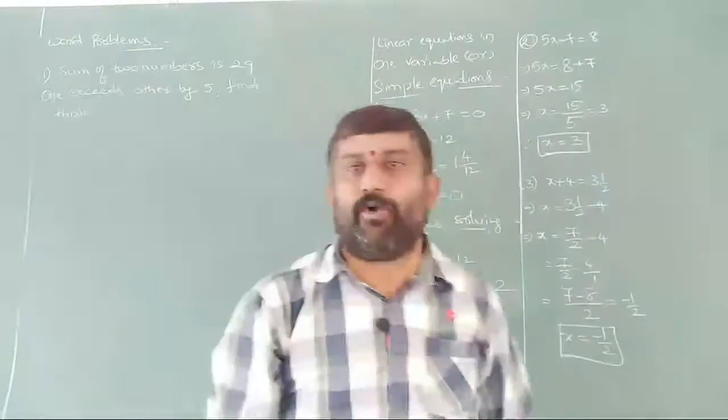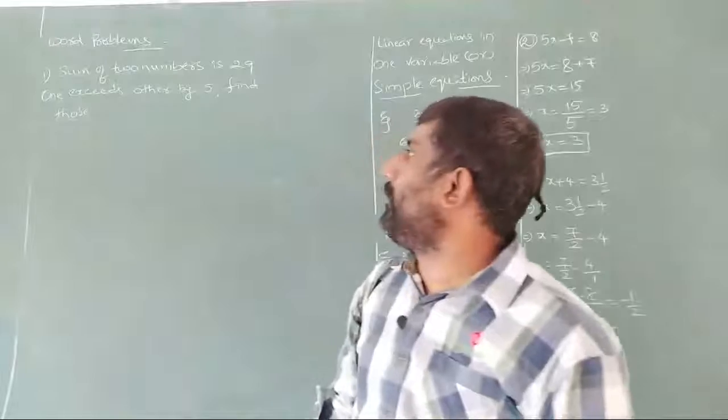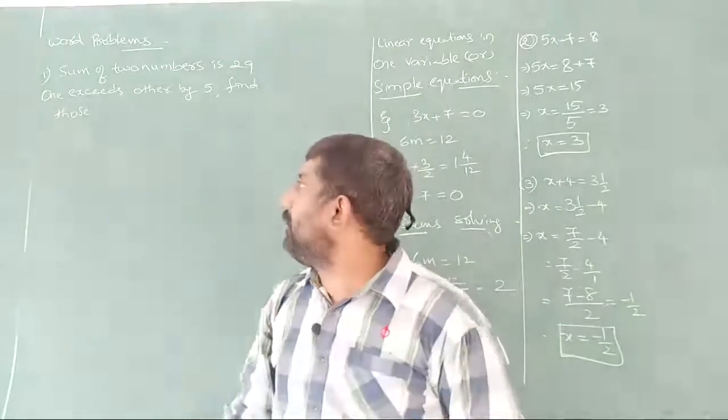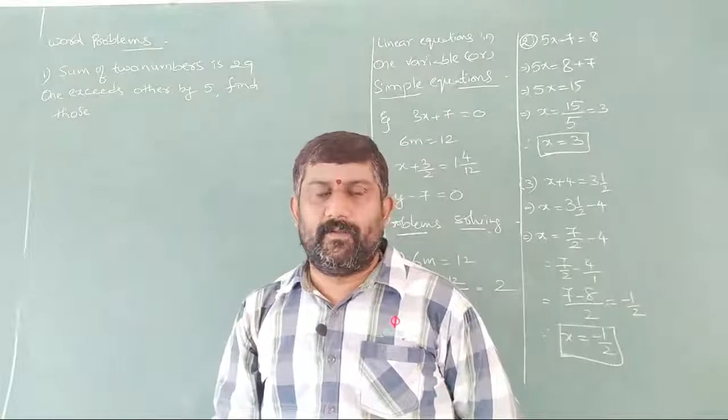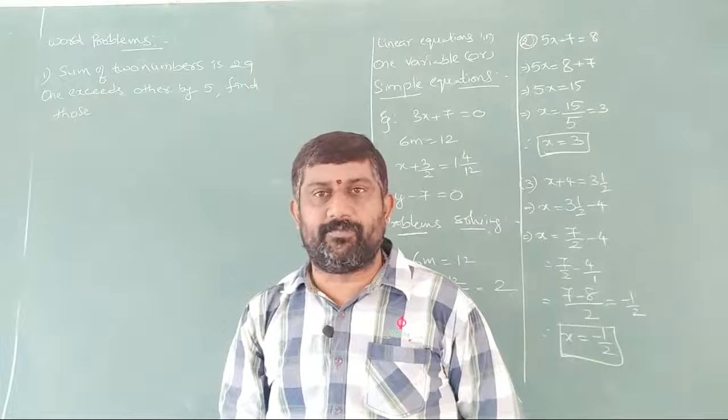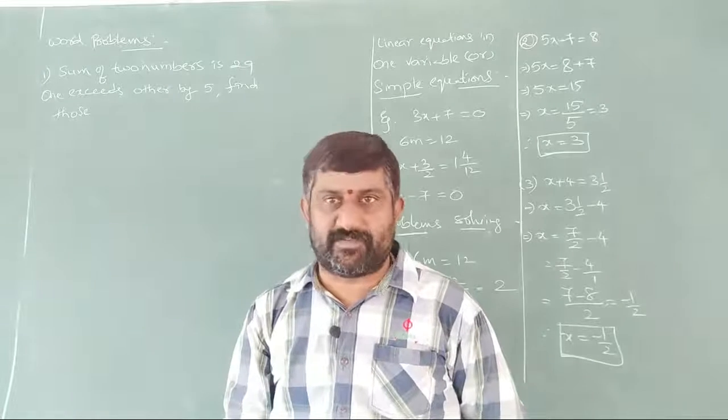Okay, I have a word problem here. Sum of two numbers is 29. One exceeds the other by 5. Find those two. Already we discussed what it is. Whenever word problems are given, word problems should be changed into simple equations first of all.